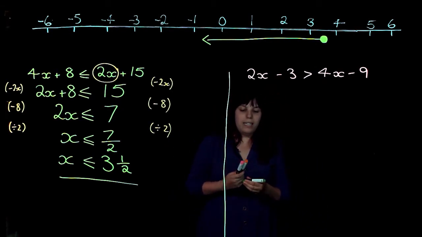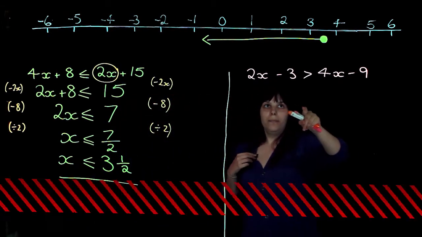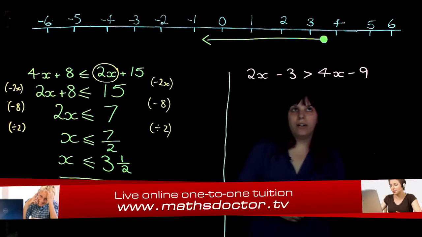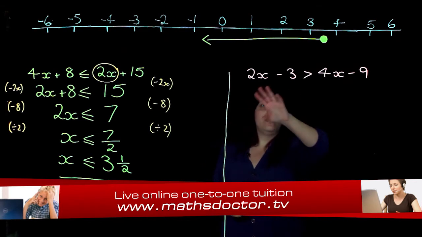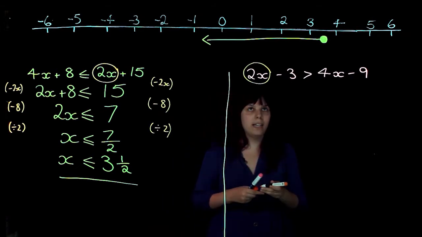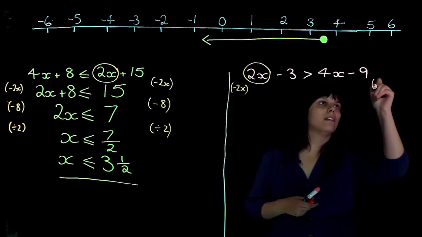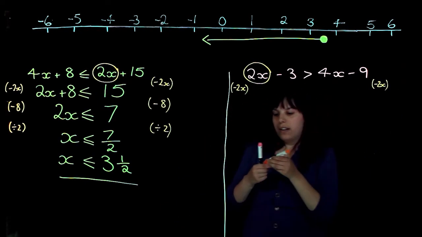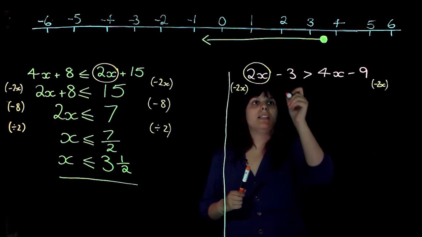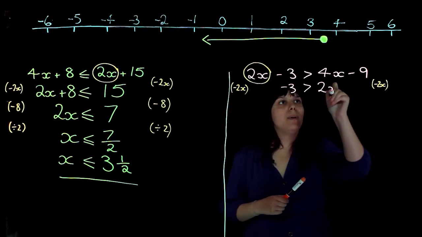Now, if you look at my second example, I've got 2x and I'm taking away 3. And that's bigger than 4x take away 9. So what I need to do this time, again, is get rid of my smaller x. So that's 2x. So if I subtract 2x from both sides, then I get 2x minus 3 minus 2x is just minus 3, which is bigger than 4x minus 9 minus 2x is 2x minus 9.